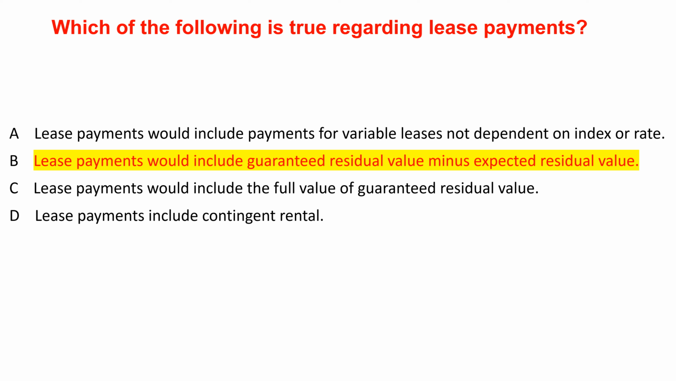And option D is incorrect because contingent rentals are not part of lease payments under ASC 842.